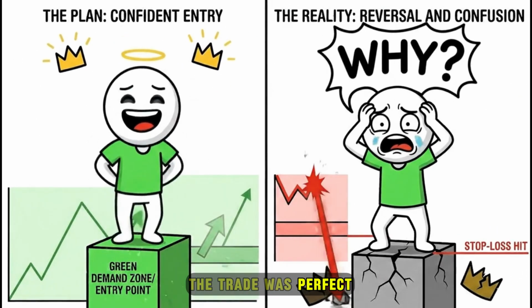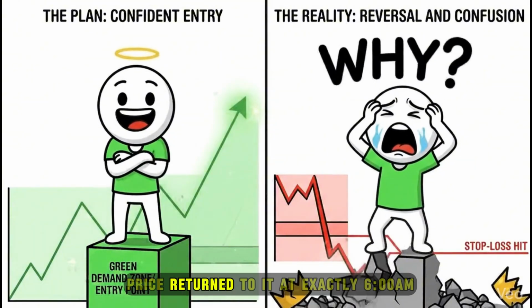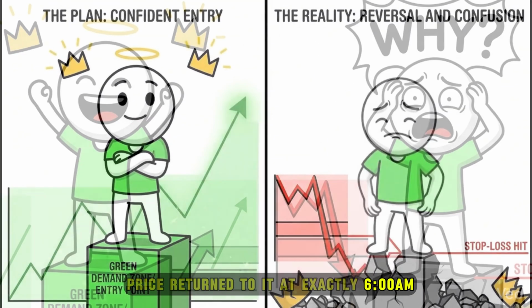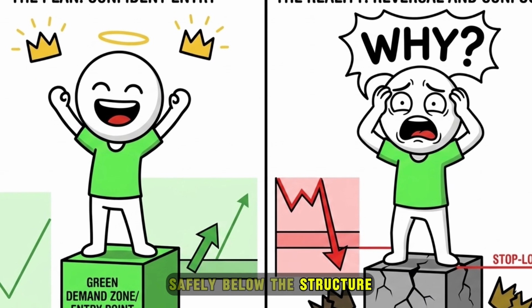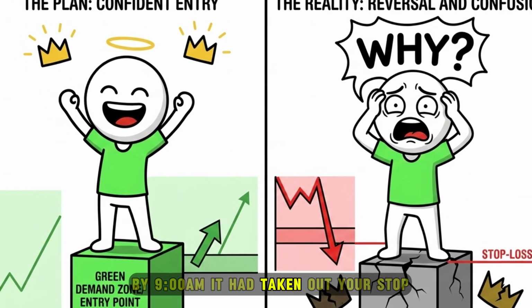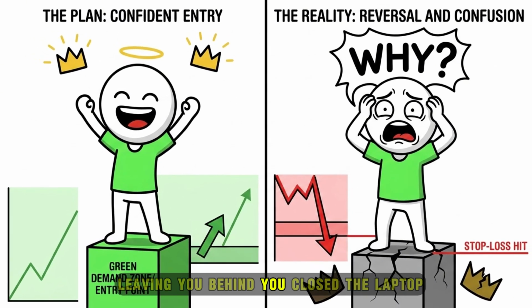The trade was perfect. You had marked the zone 3 days ago with absolute precision. Price returned to it at exactly 6:47 a.m. You entered clean, placing your protective stop loss safely below the structure. By 9:15 a.m., it had taken out your stop and reversed exactly the way you predicted, leaving you behind. You closed the laptop. You don't know what went wrong.